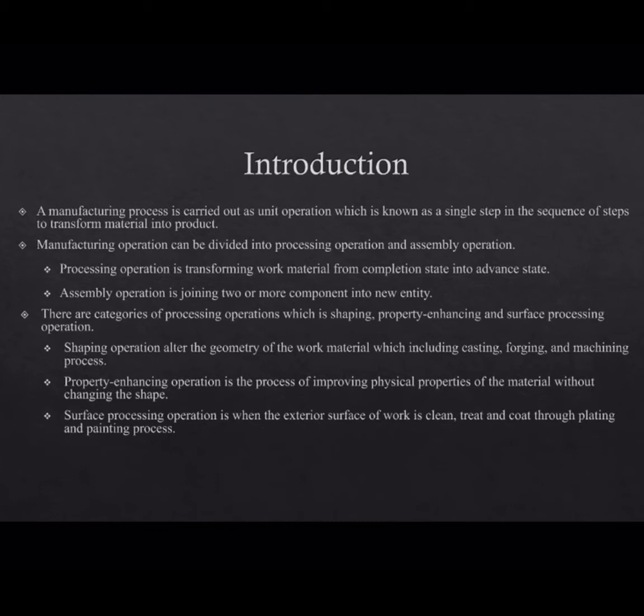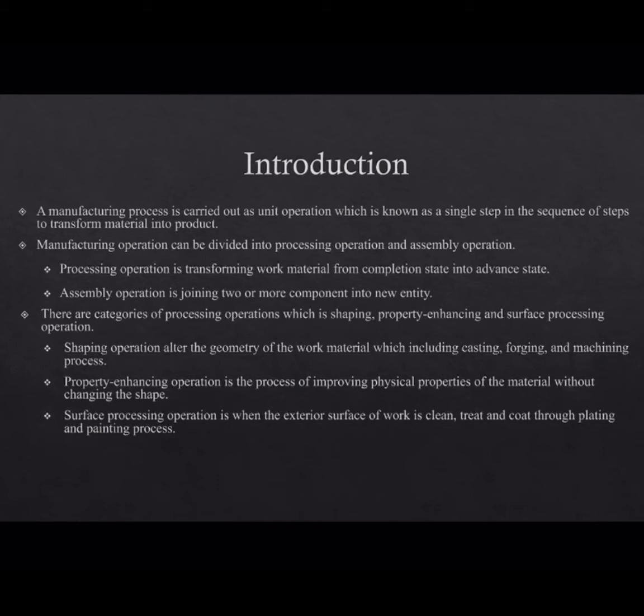Processing operation is transforming work material from completion state into advanced state, whereas assembly operation is joining two or more components into a new entity. So there are categories of processing operation, which are shaping, property enhancing, and surface processing operation. So what are these three operations?